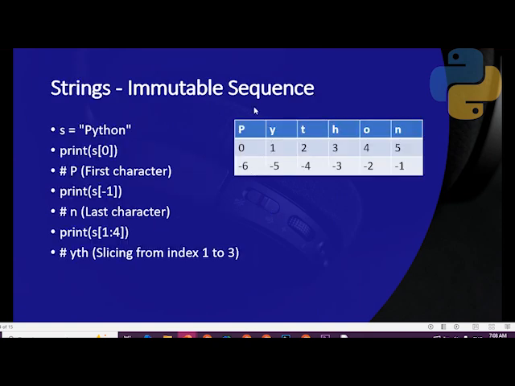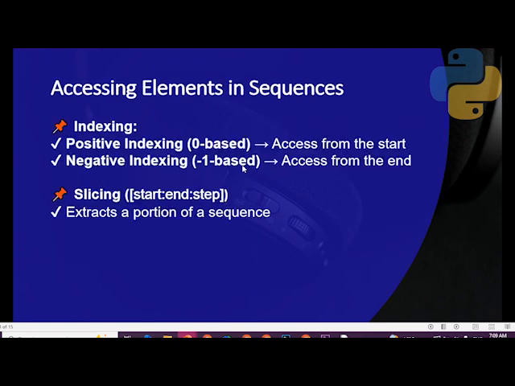Here you can see the text Python. What is positive indexing? It starts with 0 and from the left side. So this is 0, 1, 2, 3, 4, 5. This is the positive indexing or 0 based. And here you can see negative indexing. It starts from the right side, that is from n, and it starts with the number -1. So -1, -2, -3, -4, -5, -6. This is called negative indexing or -1 based indexing.